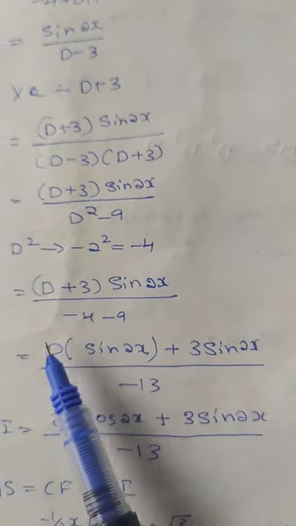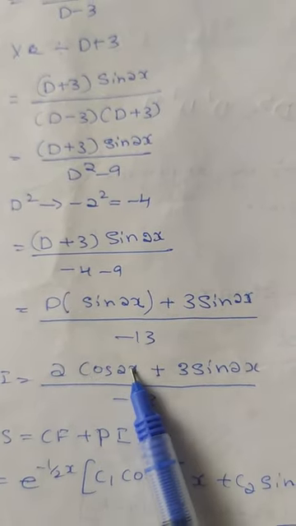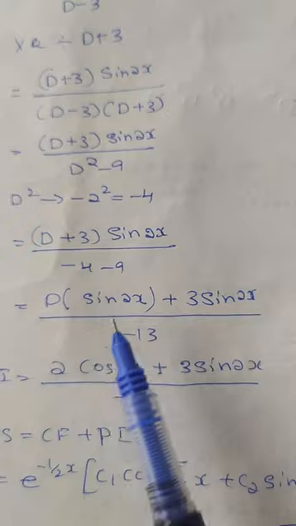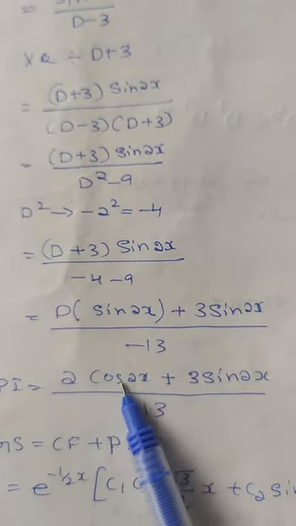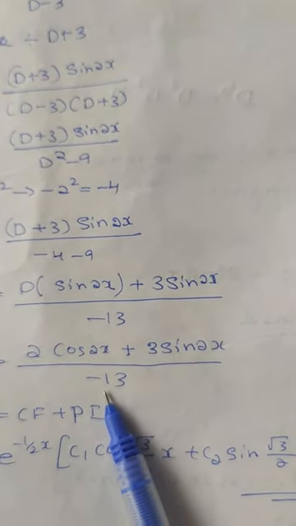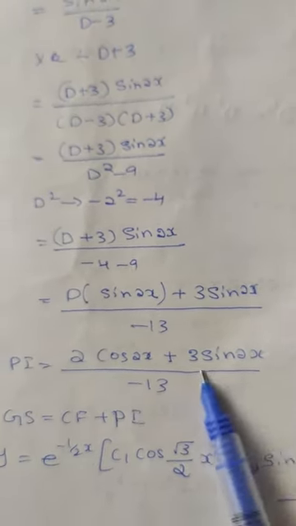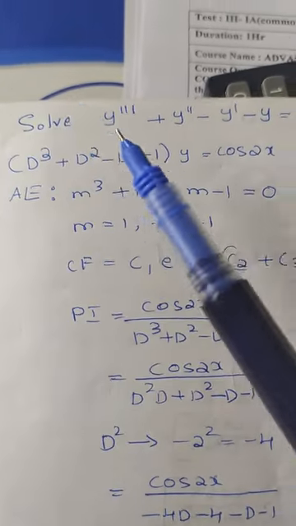Okay, D means differentiate sin 2x. What is the derivative of sin 2x? Cos 2x into 2. Derivative of sin is cos and derivative of 2x is 2. So cos 2x into 2 plus 3 sin 2x, divided by minus 13. This is your PI. Now write the general solution with CF and PI. This is your CF and PI. Okay, now come to the next problem.